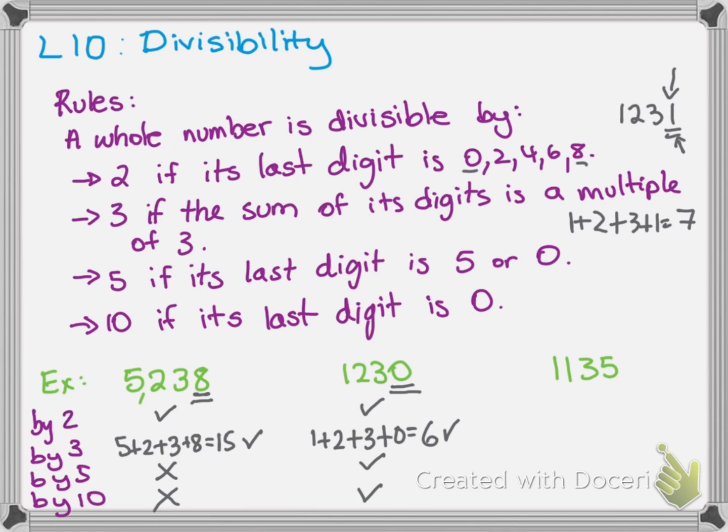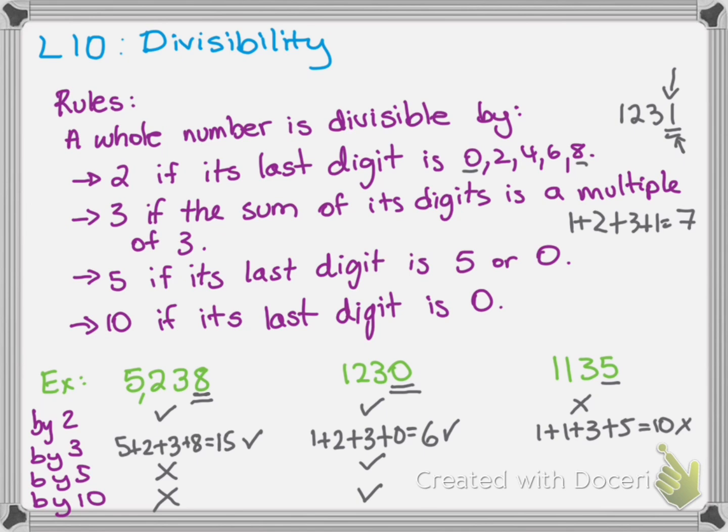In the last example, we look at the last digit again. And since it's 5, it's not one of the numbers here on the list. So it's not divisible by 2. It's not an even number. To see if it's divisible by 3, we add all the digits of the number. And in this case, it will be 10. And 10 is not divisible by 3. It's not a multiple of 3, so the number is not divisible by 3.